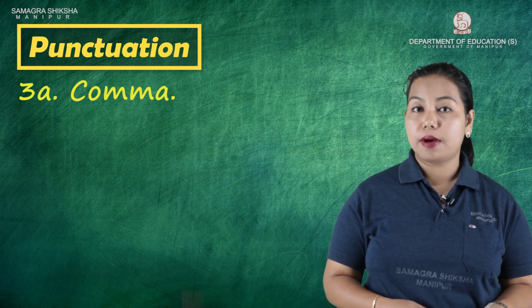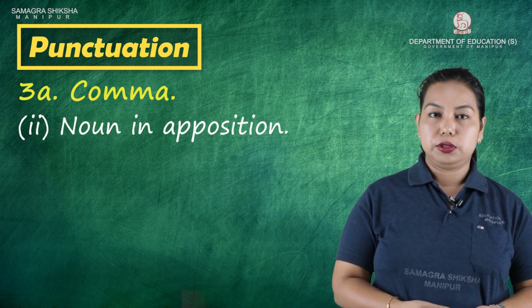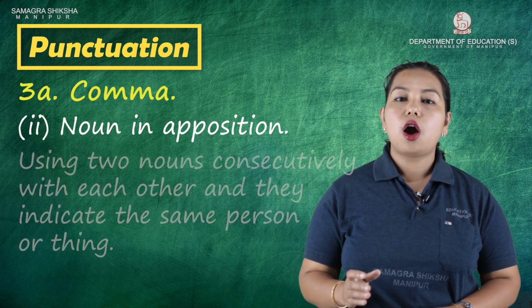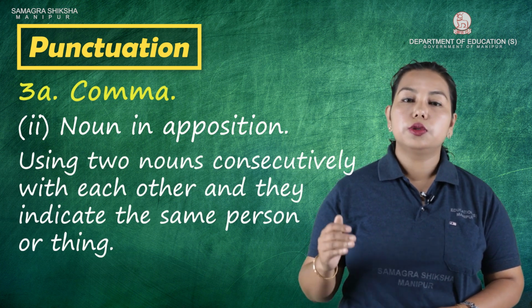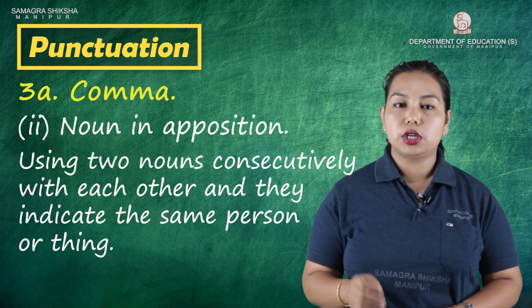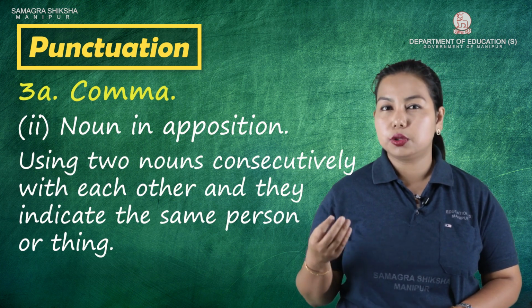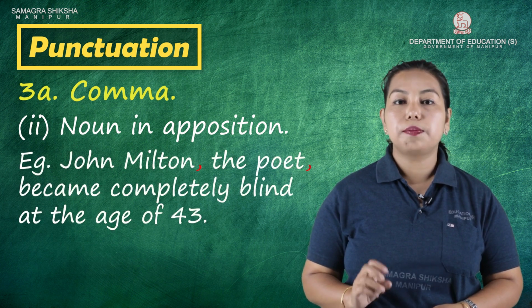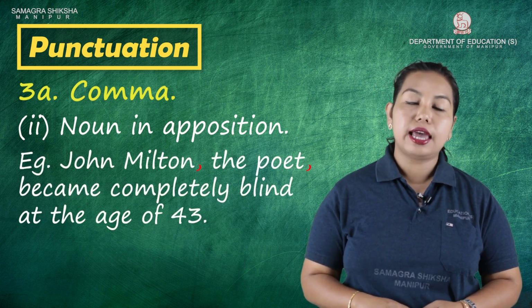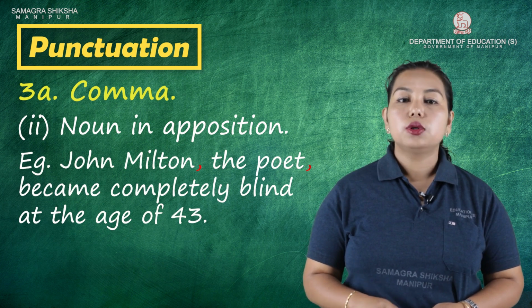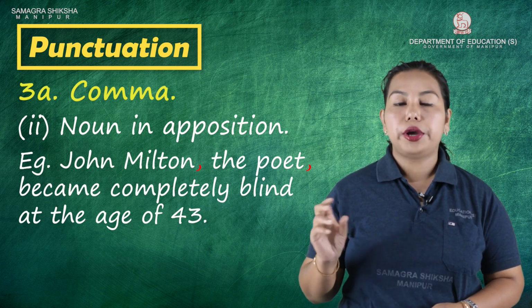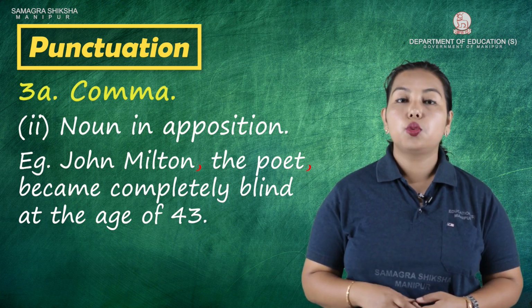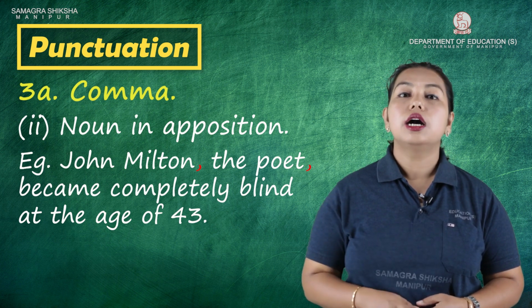Then the next use of comma is to indicate a noun in apposition. First of all, let me tell you what a noun in apposition is. A noun in apposition is nothing but using two nouns consecutively, and they should indicate the same person or thing. Let us take an example. "John Milton, the poet, became completely blind at the age of 43." John Milton and the poet refer to the same person, and both of them are nouns. So we have to mark the phrase "the poet" with a comma.